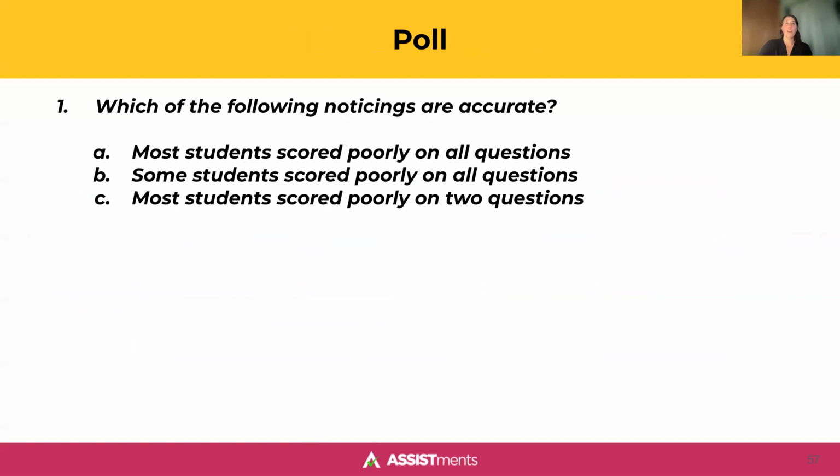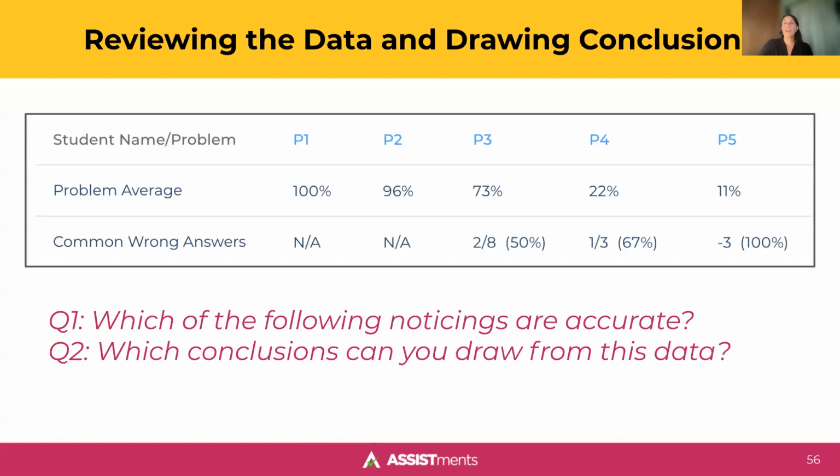So let me just go back. Sorry, I had a poll and it somehow disappeared. So this could have been easier. So again, we have most students scored poorly on all questions, some students scored poorly on all questions, and most students scored poorly on 2 questions. Feel free to type into the chat. Hopefully we can get a bunch of responses.